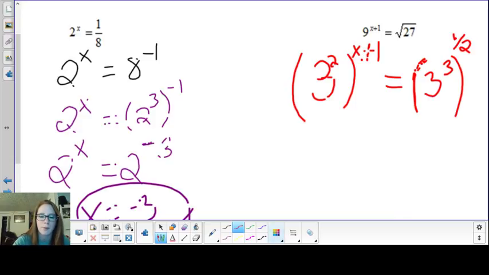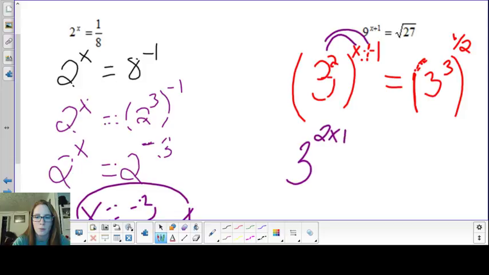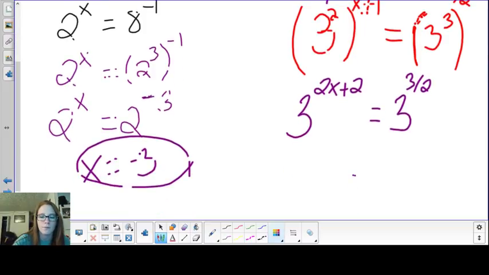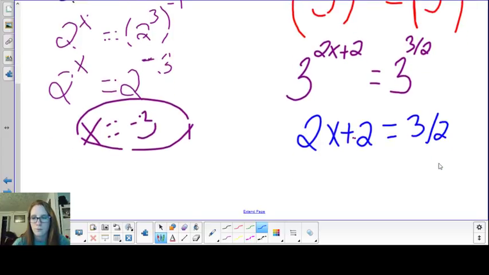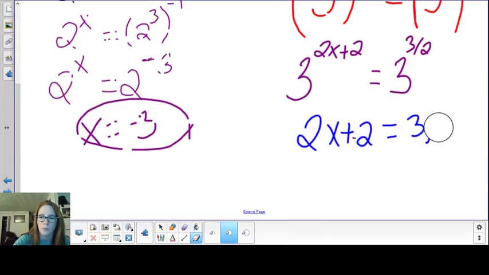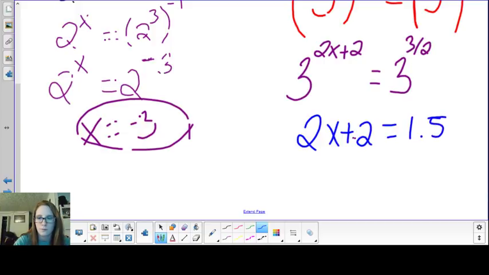Again, I have a power to a power, so this stuff gets multiplied. So we have 2 times x and 2 times 1. So I have 3 to the 2x plus 2. 3 times a half gives me 3 over 2, or 3 halves, or 1.5. Now, because my bases match up, I can let my exponents be equal. So 2x plus 2 equals 1.5. I subtract my 2.